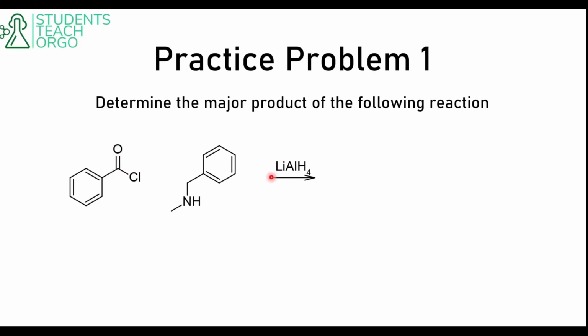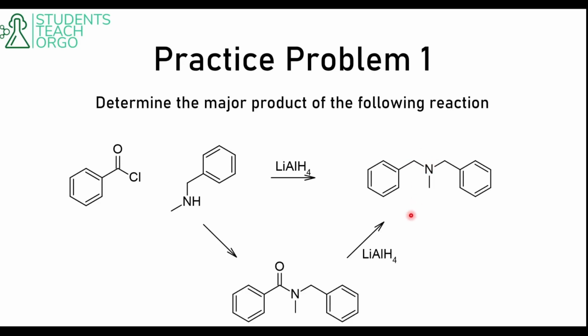And so what we end up getting is this product, where again the nitrogen takes the chlorine's position, and then we get rid of the double bonded O, and then the mechanism, just the intermediate, kind of looks something like this, where we still have the double bonded O, and then we reduce it to get rid of it.